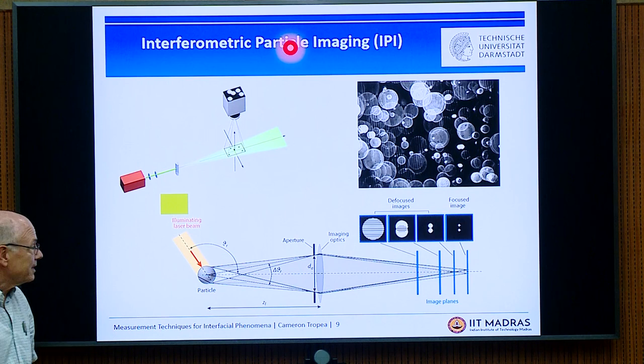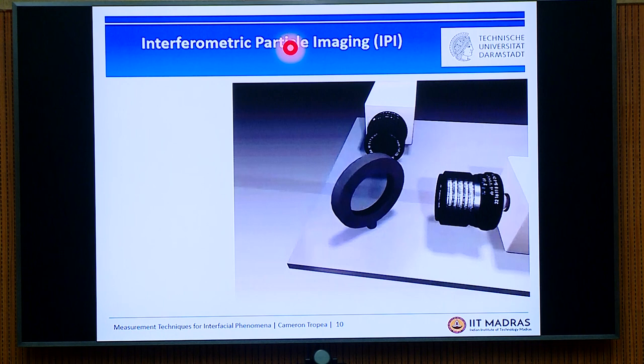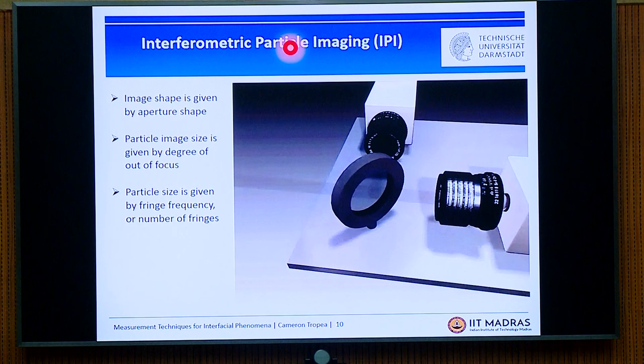Okay, so I made a video to explain how that works. So the image shape is given by the aperture size. The reason that each image was round was not because the particle is round, but because the aperture was round. It was a lens. And the particle image size is given by the degree of out of focus, and the fringe frequency or number of fringes gives you the size.